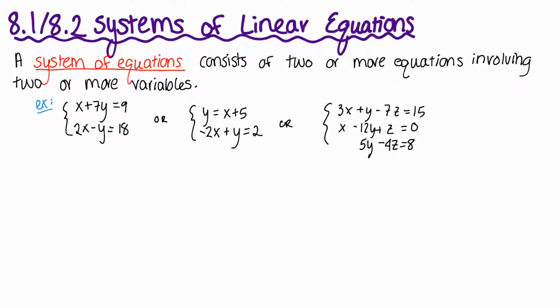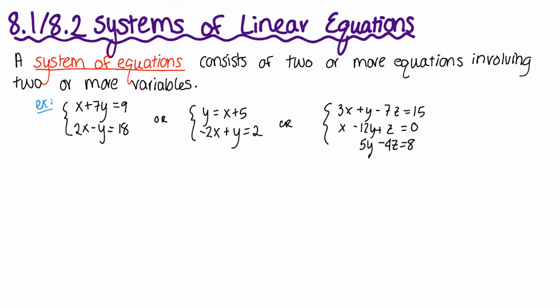So a system of equations is going to be a system consisting of two or more equations involving two or more variables. So for instance, these two systems right here each have two equations and two variables, x and y. This system right here has three equations and three variables, x, y, and z. And the goal of a system of equations is to be able to solve them to figure out what values of x, y, and z, in some cases, make both of these equations true statements. Which values can I plug in for x and y such that when I plug it in here, I get 9, and when I plug it in here, I get 18.